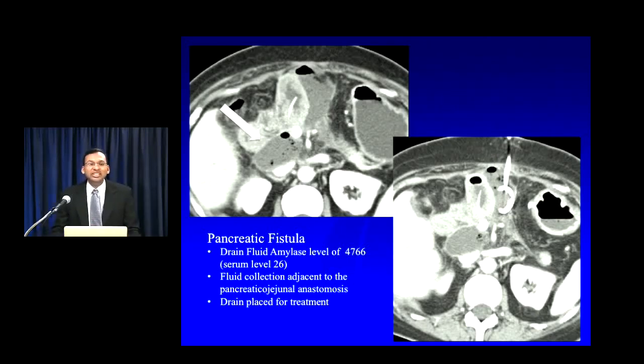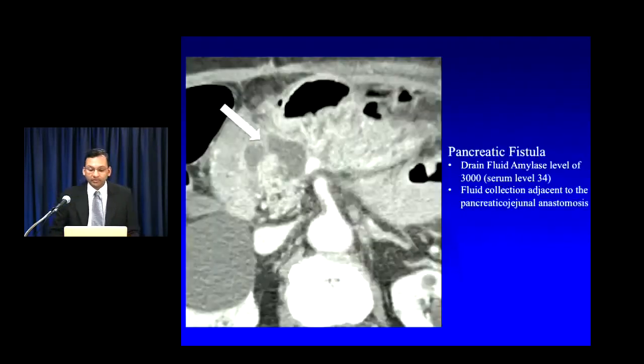Notice that the fluid collection is actually directly invaginating into the anastomosis itself. This is clearly a leak, and you can see in the second image that they've put in a surgical drain, or a percutaneous drain. Here's another example. Again, you can see that there is a focal fluid collection directly extending into the pancreatic jejunal anastomosis. If you see that in the immediate postoperative setting, that is a leak until proven otherwise, and you need to call the surgeon and make sure that they have looked at drain amylase levels to confirm the diagnosis.